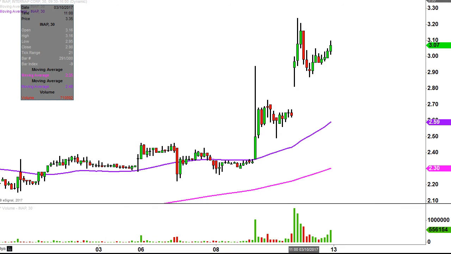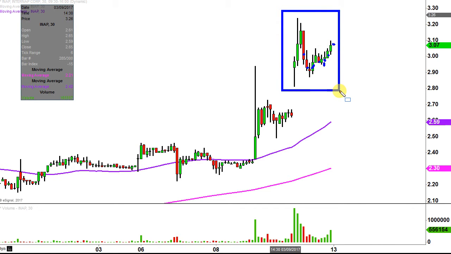Real quick, what do I mean by 30-minute in case maybe you're new to charts? Instead of each one of these candlesticks here representing one day's worth of price action, which is what you would normally see, each one represents 30 minutes. So while this here may look like several days' worth of time, it's actually just today's price action broken down into 30-minute time slices.